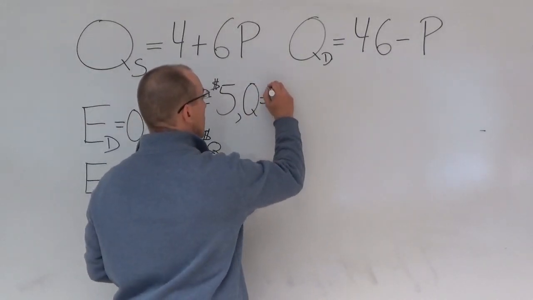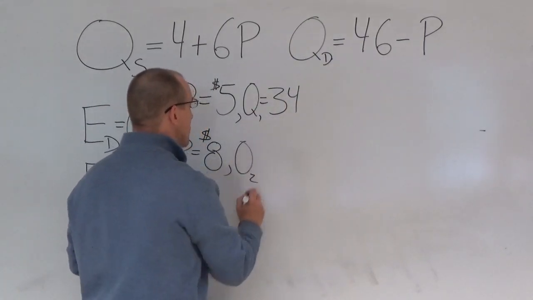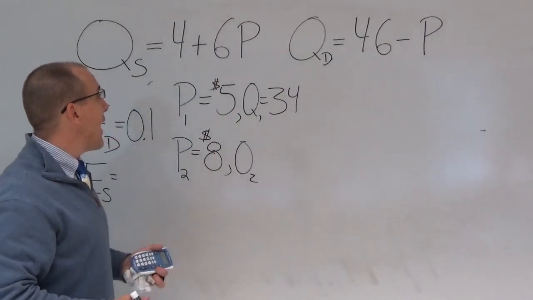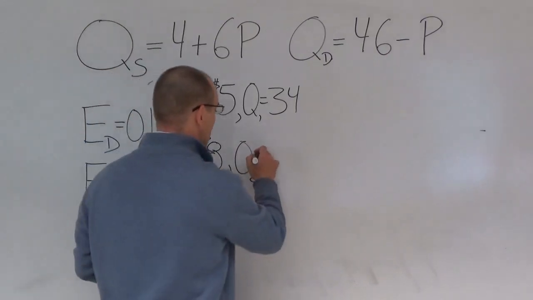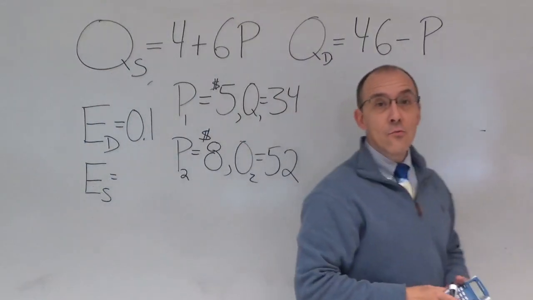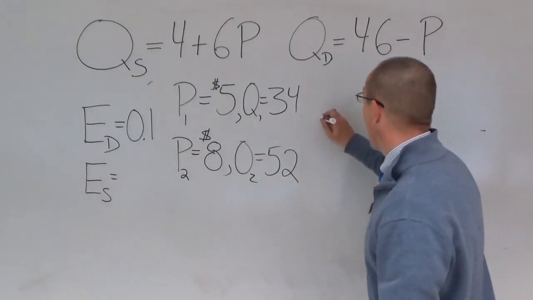Quantity equals 34. Quantity 2, right, at an 8, right, 6 times 8 will give us 48 plus 4 is 52. So now I have the raw data that I need. I'll go back to my elasticity formula again.